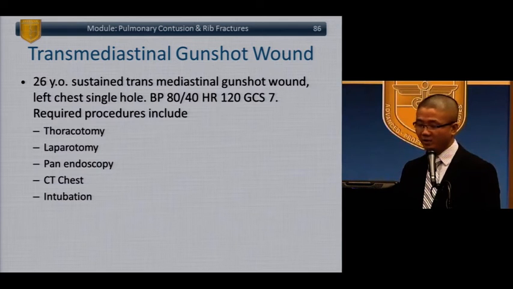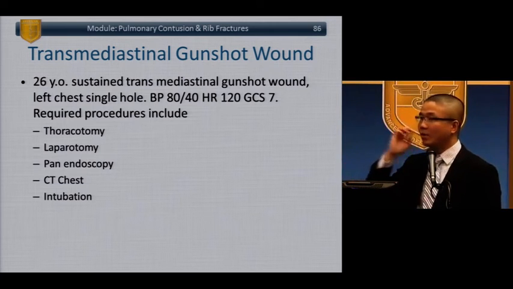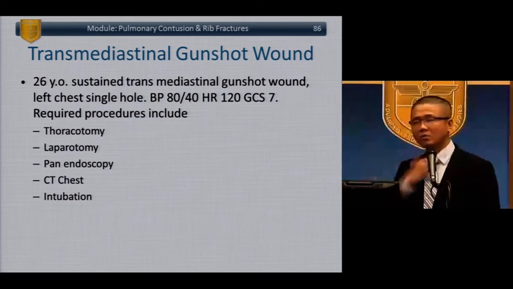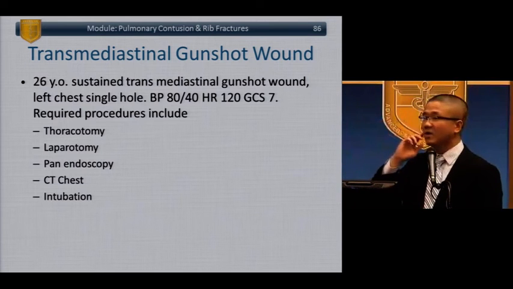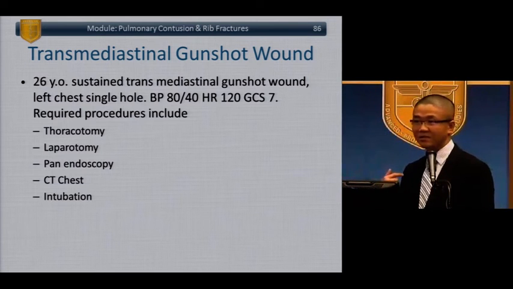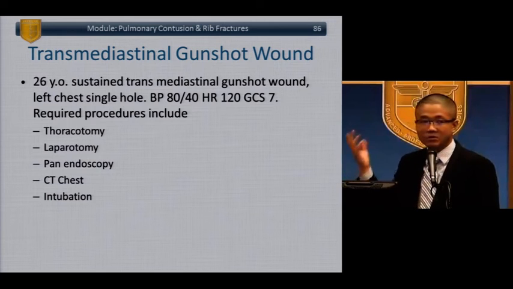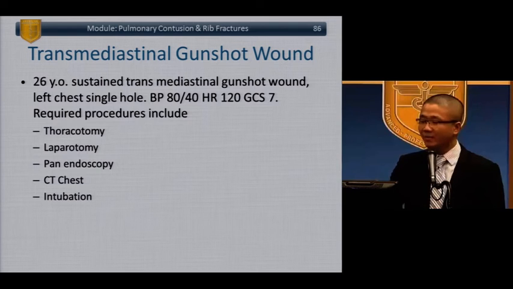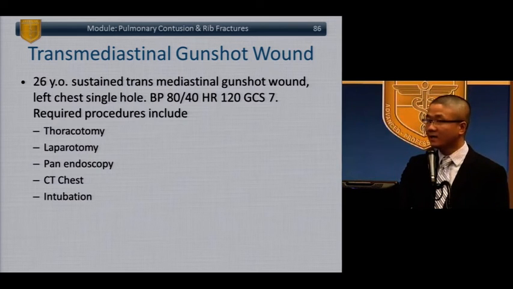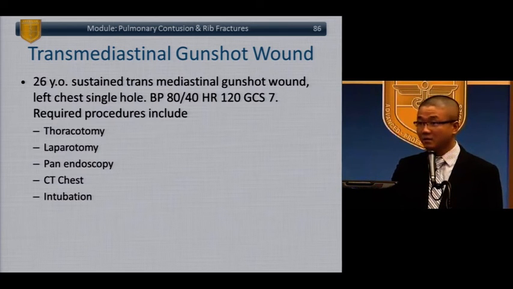Your required procedures are, well, potentially all of those things, okay? Because a transmediastinal gunshot wound is just that dirty a player. That bullet goes through one side, bounces around, and can go into the abdomen. We've had patients who had pelvic injuries from transmediastinal gunshot wounds. Don't know how that happens, but you just don't know the trajectory of that bullet. Okay. If the patient's hypotensive, this patient does what? This is not in question form, but this patient needs a thoracotomy, all right?